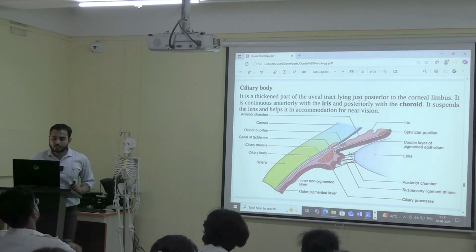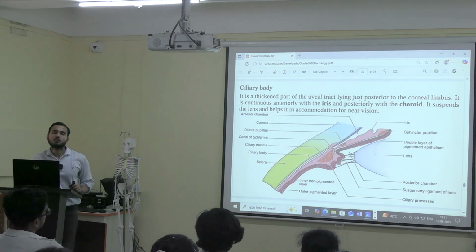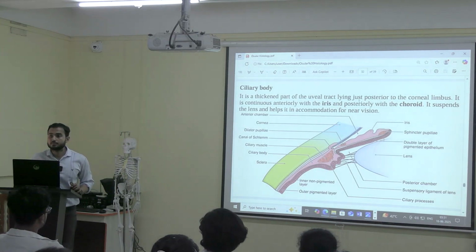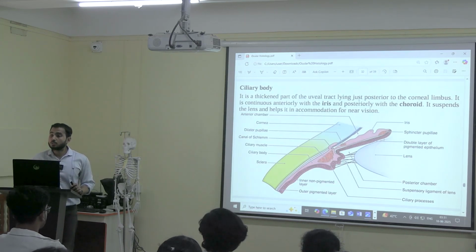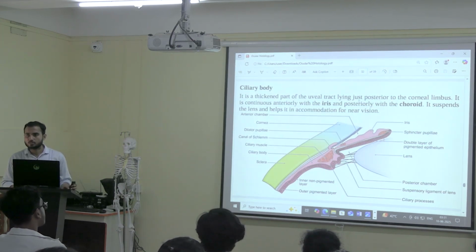So anyone, what is the function of the ciliary body? No, not pupil, not pupil. Lens, yes. Can you see the attachment of the lens?